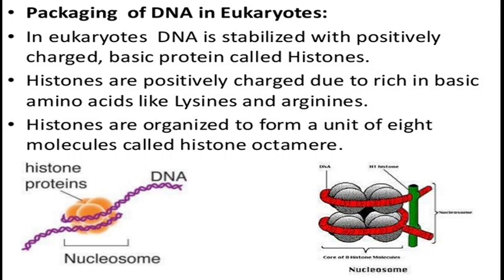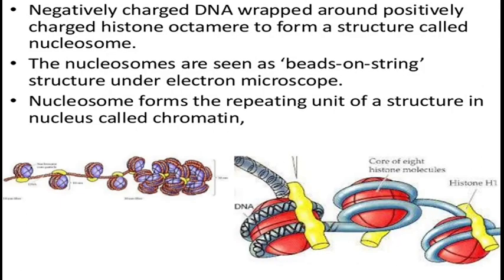Packing of DNA in eukaryotes. In eukaryotes, DNA is stabilized with positively charged basic proteins called histones. Histones are positively charged because they are rich in basic amino acids like lysine and arginine. Histones are organized to form a unit of 8 molecules called the histone octamer. The negatively charged DNA is wrapped around the positively charged histone octamer to form a structure called the nucleosome. The nucleosomes are seen as beads on a string.